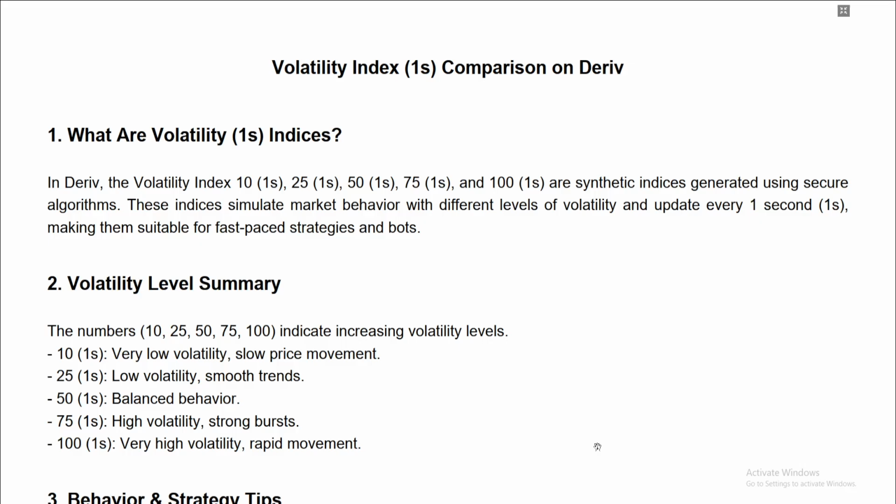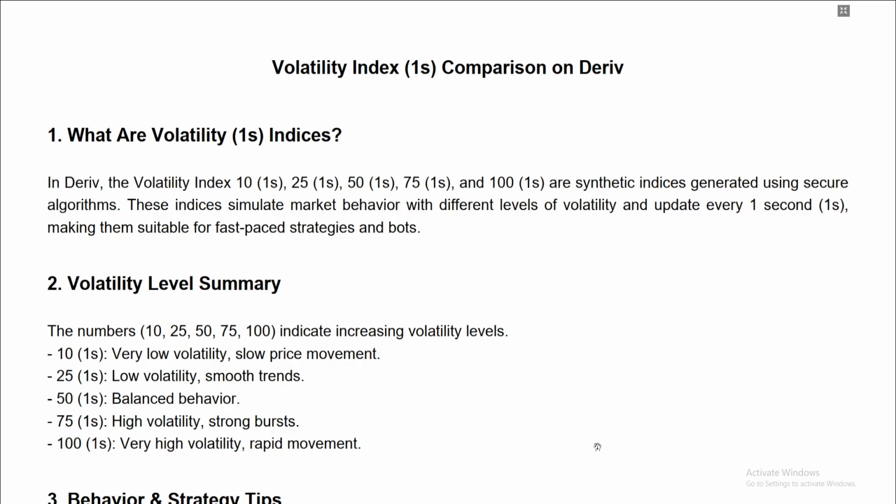So let us start from the beginning. In Deriv, I have the volatility index 10 1S, 25 1S, 50 1S, 75 1S and 100 1S. These are synthetic indices generated using secure algorithms, as I stated in the previous videos. These indices simulate market behavior with different levels of volatility, and they update every 1 second. If you have watched the first video I made, I said that volatility 1S updates every 1 second, and the normal volatility updates every 2 seconds. The good thing about this is that volatility 1S ends up being more suitable and fast paced.